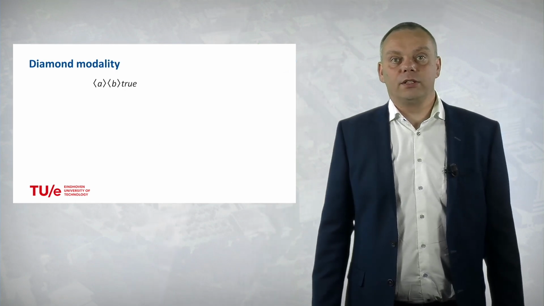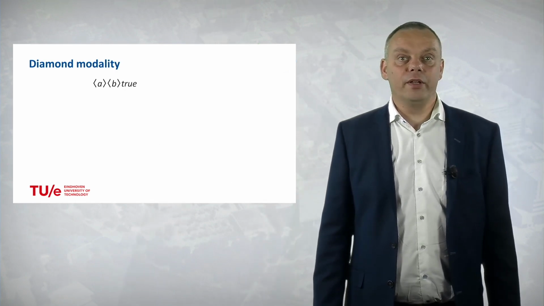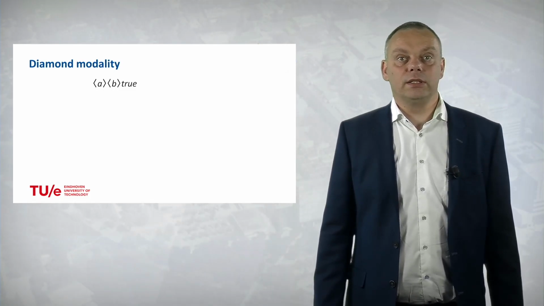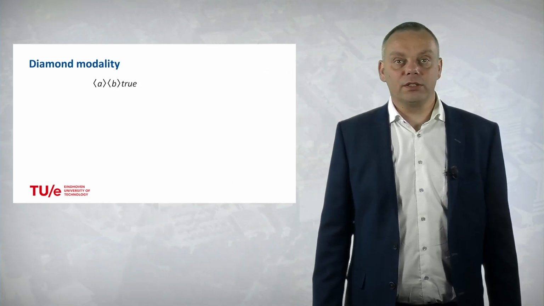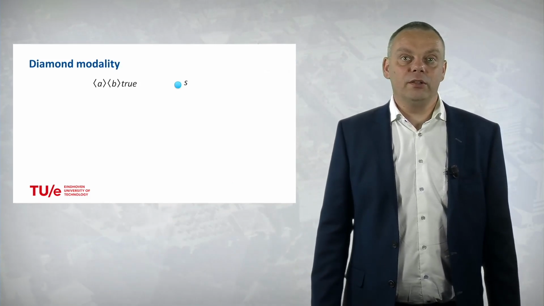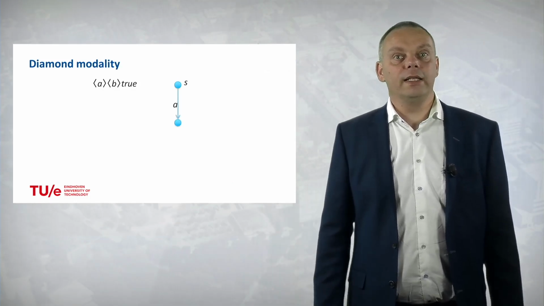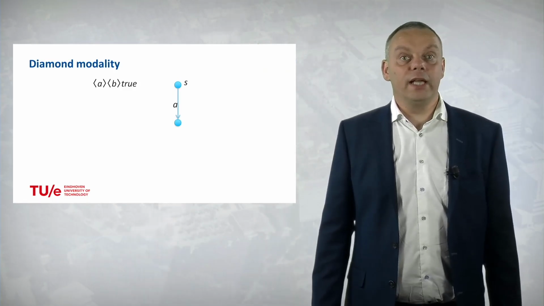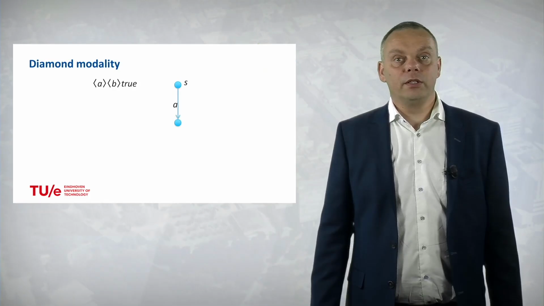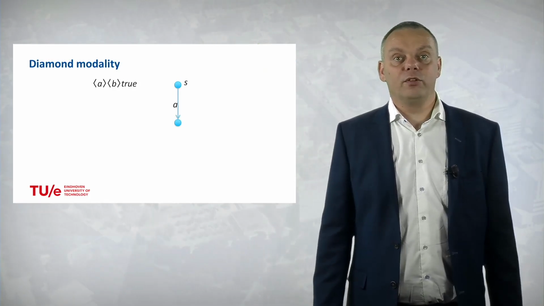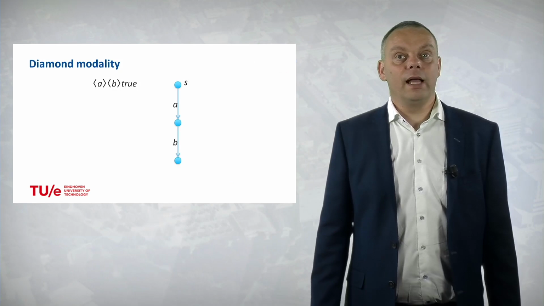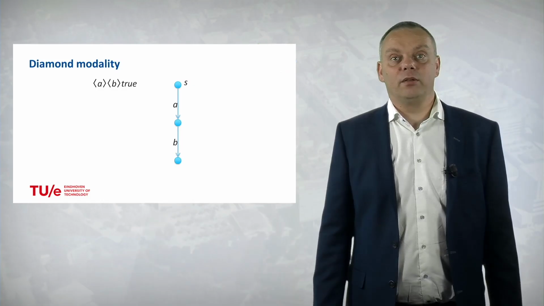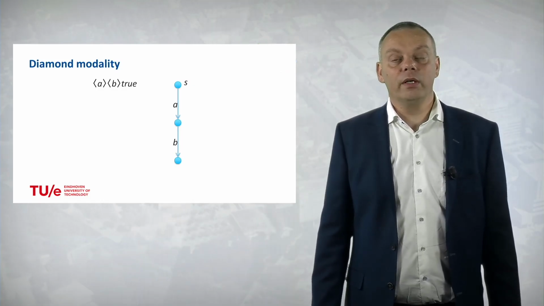Okay, so let's look at this small example. If we write down diamond A, diamond B, true, what does this express? What it expresses is that you have a state S, and in this state S it should be possible to do an A, and then you end up in a state where diamond B true must hold. So from this resulting state we have to be able to do a B. And then we end up in a state where true must hold. Well, true is valid for any state, so that doesn't put any other requirement anymore.